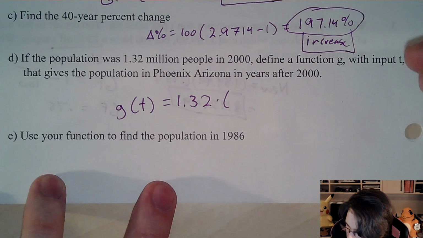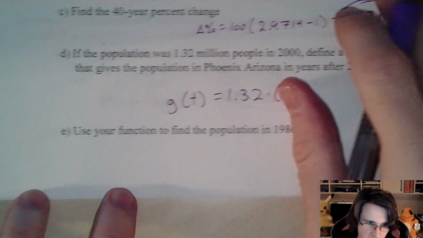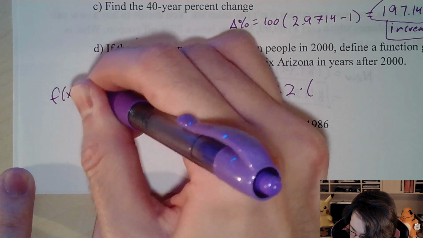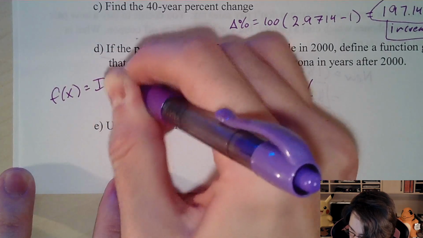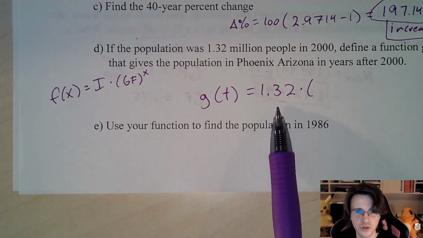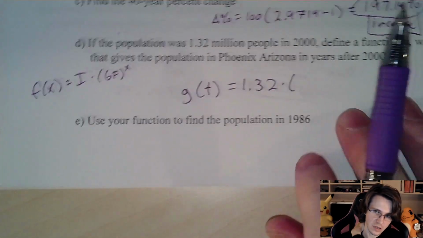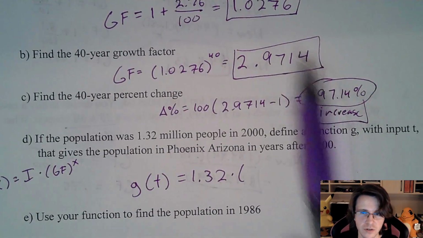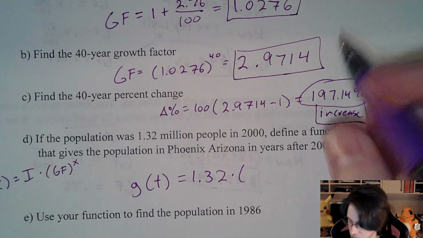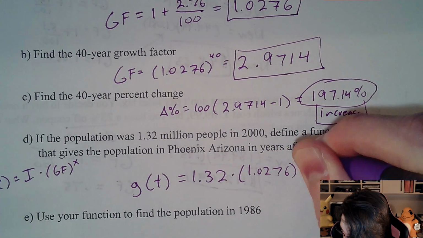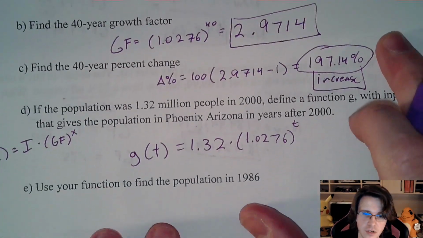Multiplied by, and in general, all these formulas, just in case you don't have it written down, should basically look like this: F of x is equal to the initial value multiplied by the growth factor raised to the power of x. In this problem, 1.32 million is our initial value. Our yearly growth factor is this 1.0276 that we found. And letter T for the years here.